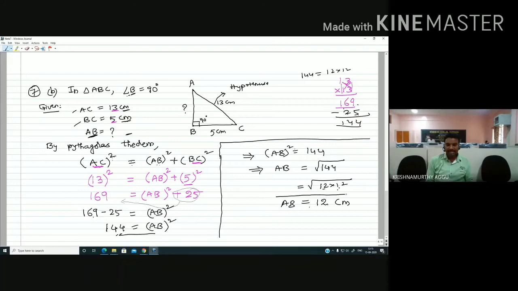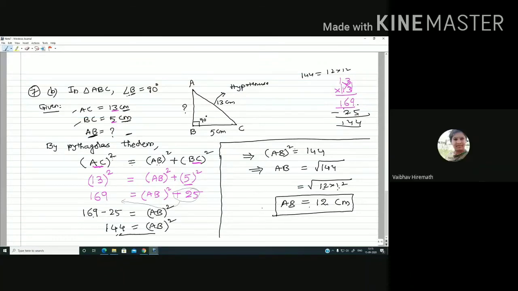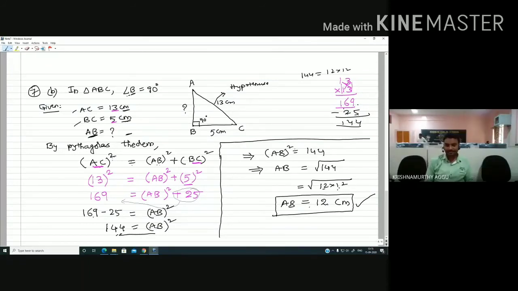What are they asking us to find in the question? AB. Did you get the AB value? AB length. Yes, sir. The question is over. Take the screenshot.